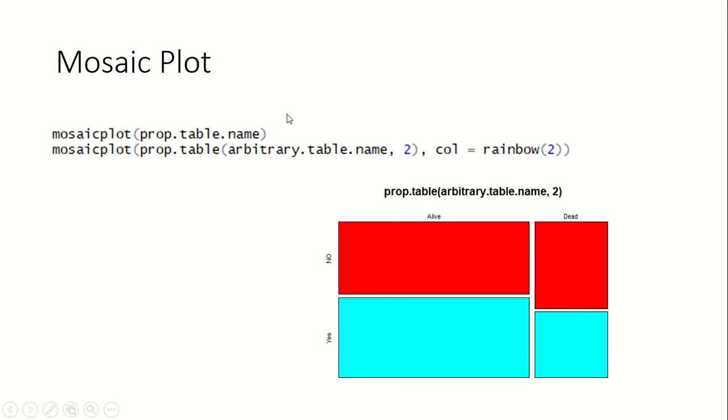So a mosaic plot, you have the same preparation as the bar plot in regard to making a table then a prop table. The difference is you're using the mosaic plot command instead of bar plot.